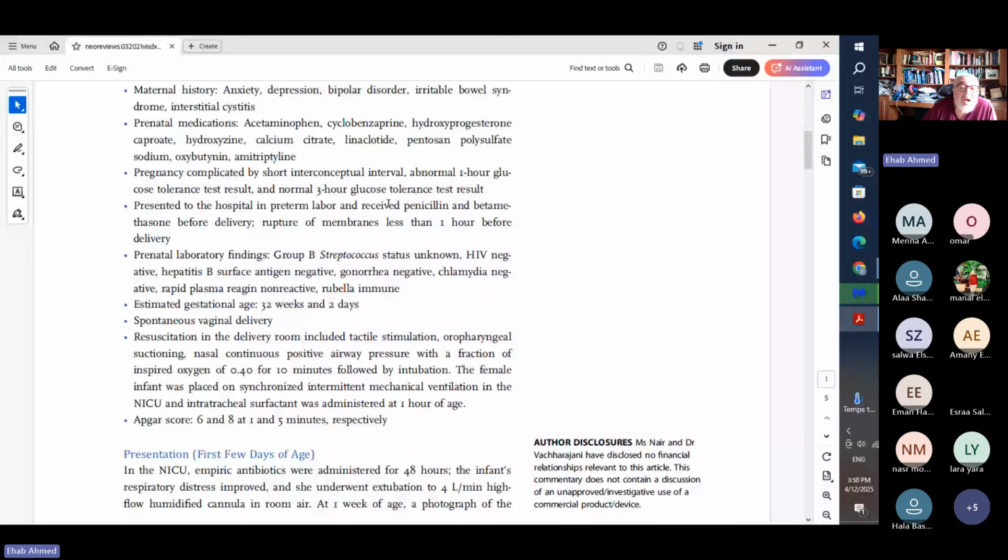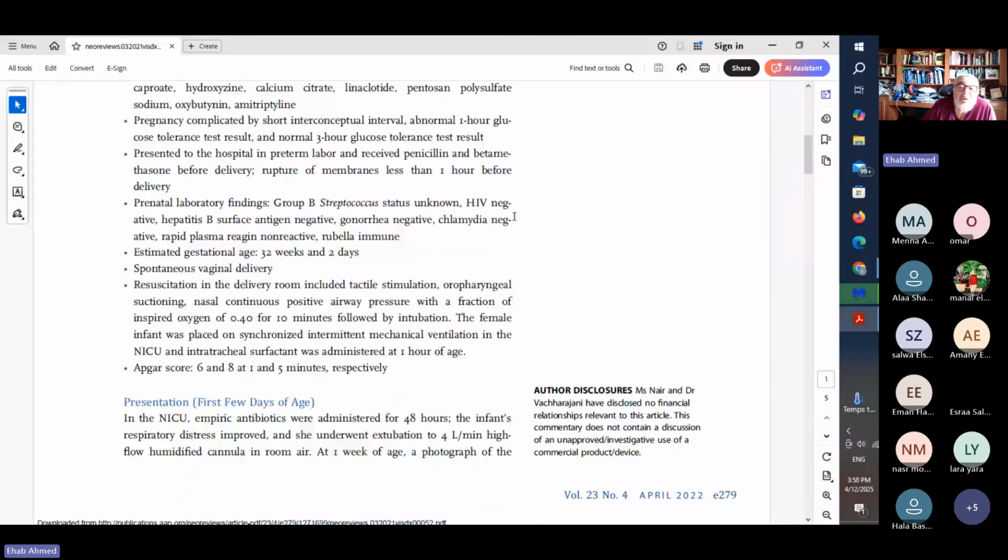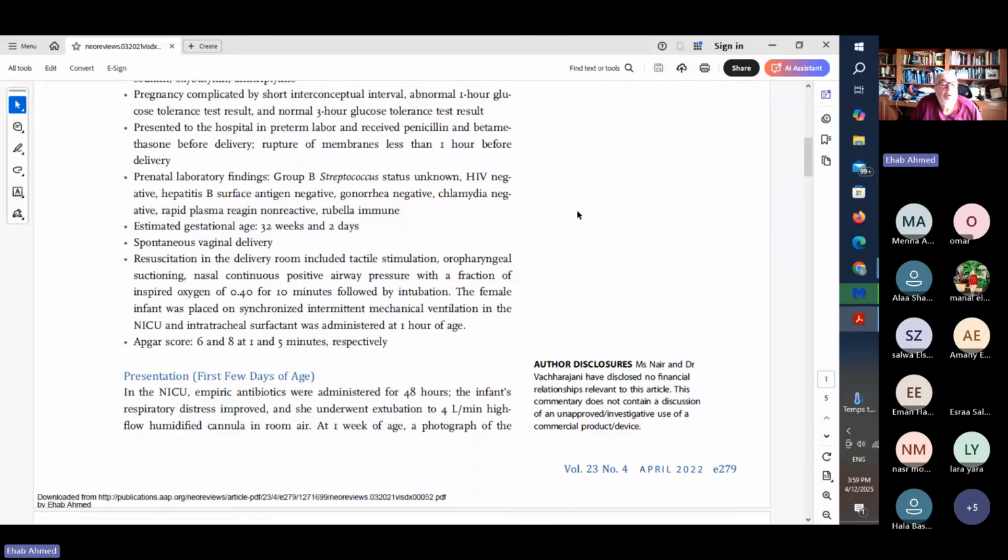Pregnancy complicated by short interconceptual interval. So she got pregnant in a short time after the previous pregnancy. Abnormal 1 hour glucose, but she had a normal 3 hour glucose, so she was not diabetic. She presented to the hospital in preterm labor. She received penicillin and betamethasone before delivery. Penicillin might help, but betamethasone was late. Rupture of membranes was less than 1 hour.